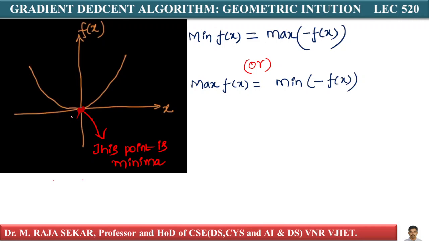Let's take a point here. Let me assume I'm taking a point here. What happens here? Now its gradient, if you observe carefully, in this direction, if this is tangent, isn't it?